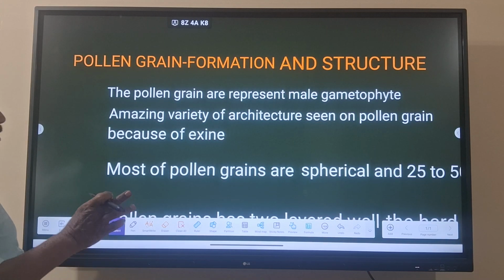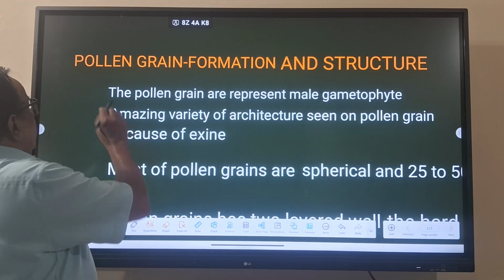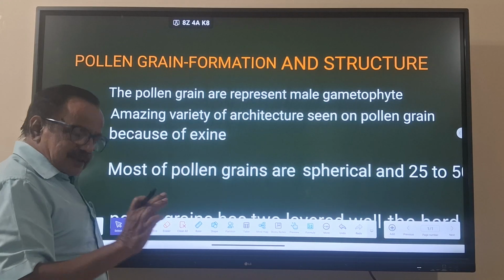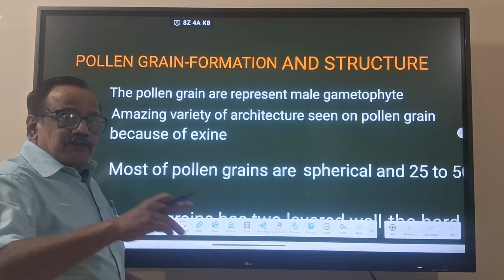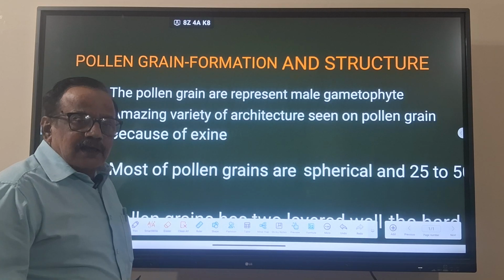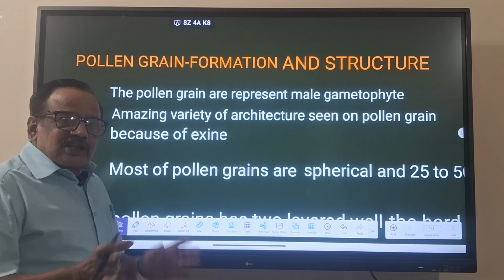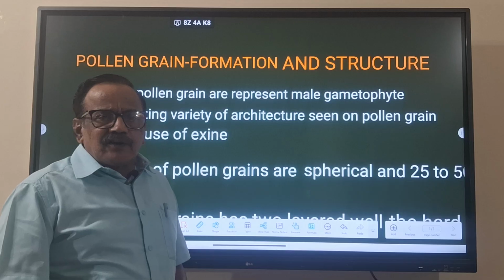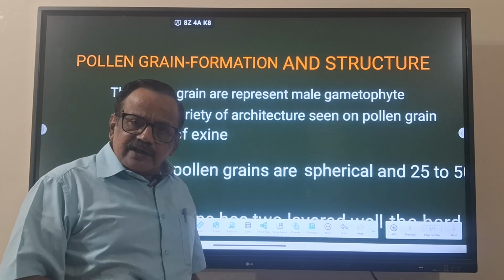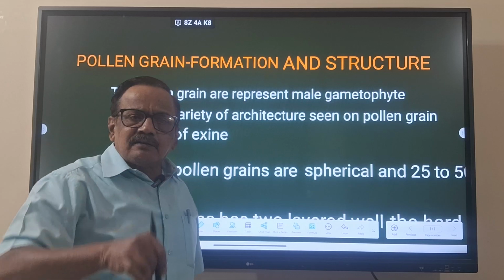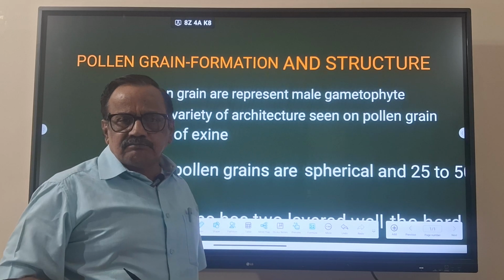Hi students, in this video I am going to explain the pollen grain. The NCERT book has given only the heading "pollen grain", but under that heading, he has given the structure and formation both together. He has not written about the formation, but he has shown it in the diagram. That also I will explain.